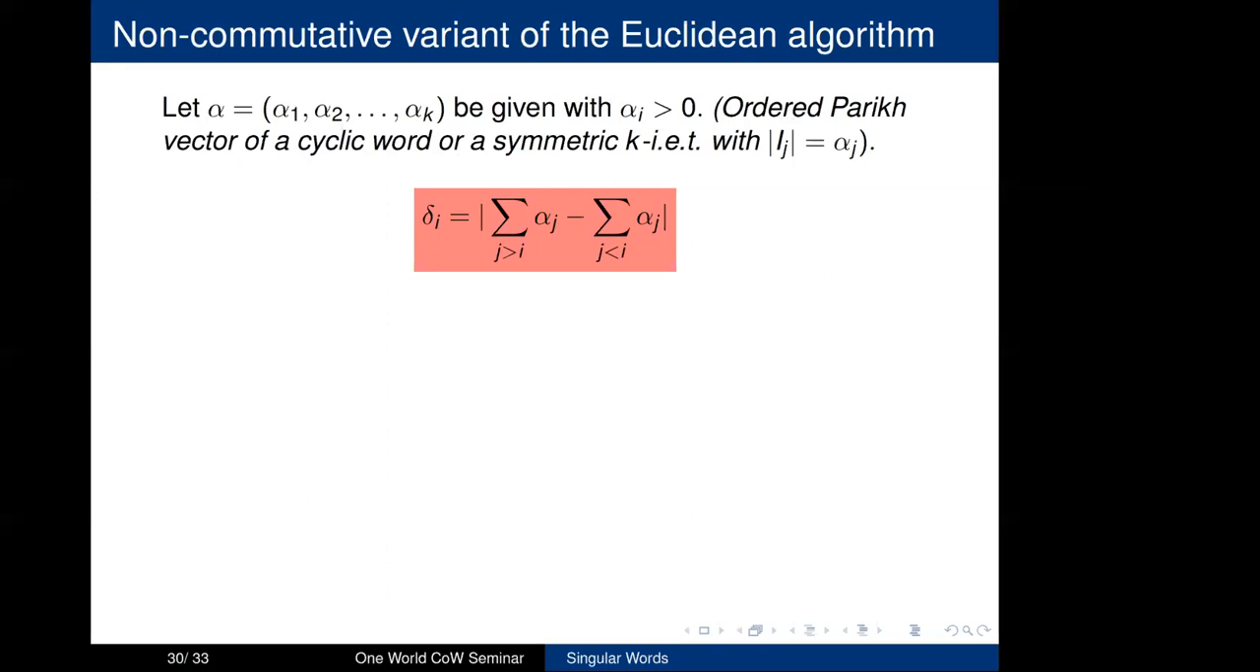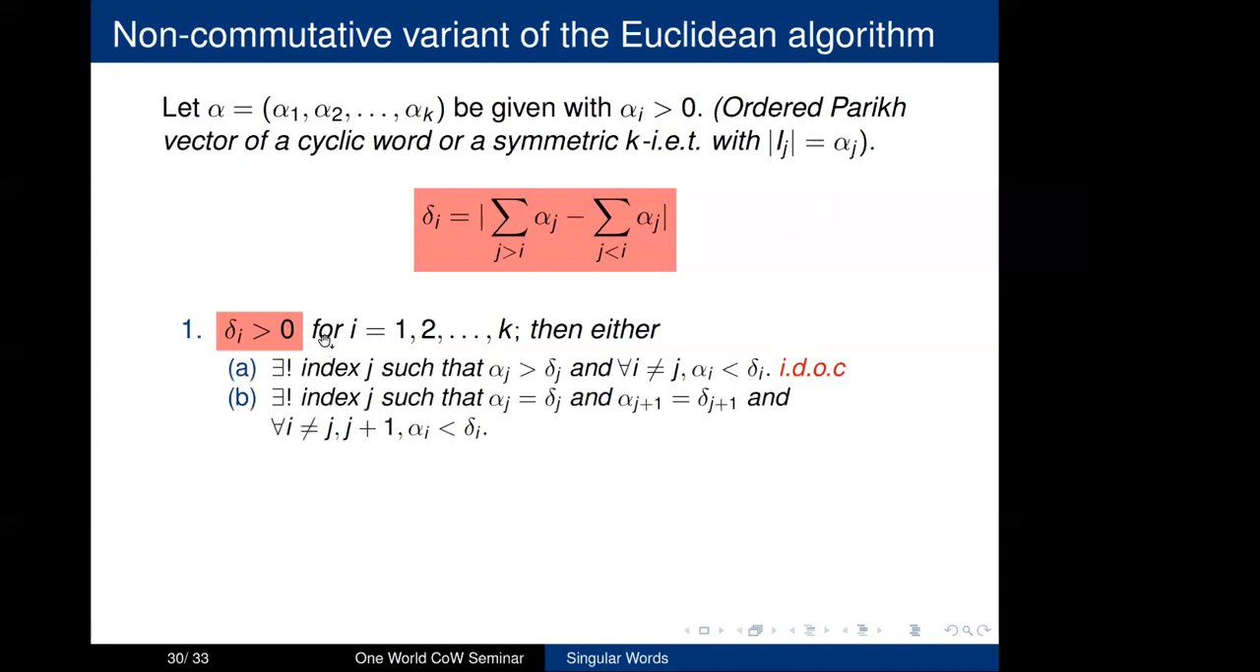So having defined the delta i's, three possible scenarios can happen. The first case is all the delta i's are positive, okay? If all the delta i's are positive, then this breaks up into two subcases. The first one is that there exists a unique index j such that alpha j is strictly bigger than delta j, and for all other indices, alpha i is less than its corresponding delta i, okay? And if this was the probability vector of a symmetric k-interval exchange, and you always land in this case, then that's equivalent to being IDOC.